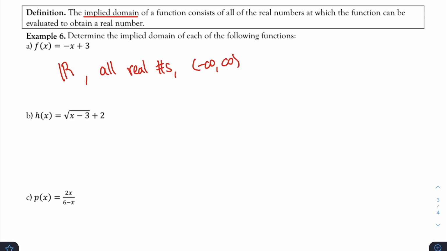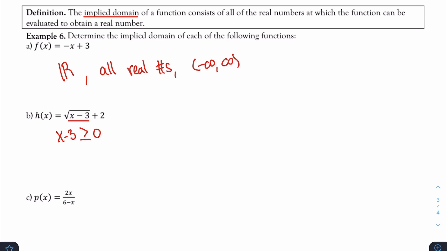What I want is whatever's inside of my square root, in this case x minus 3, I want to make sure that that's not negative. Or in other words, I want to make sure that this is greater than or equal to 0. So again, I am setting whatever is inside of my square root greater than or equal to 0. This plus 2 in my function did not change anything at all.